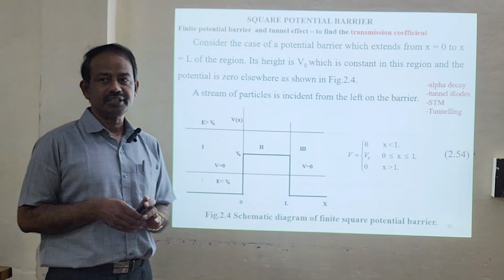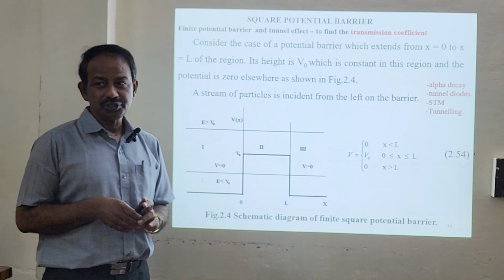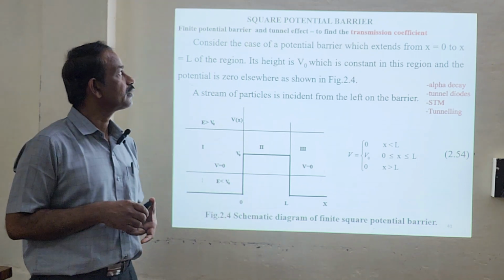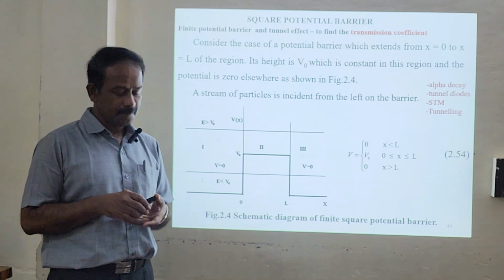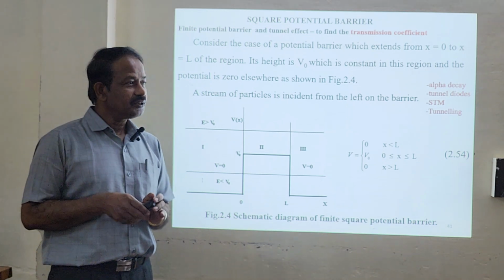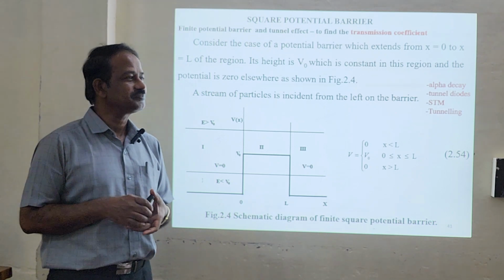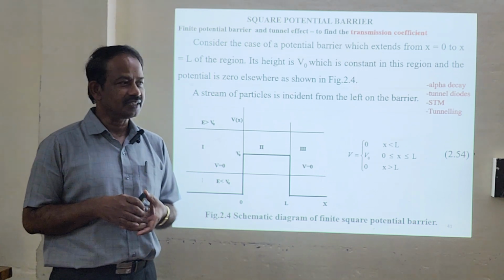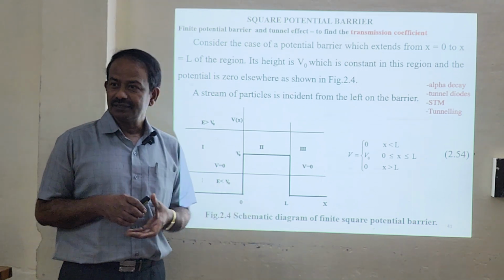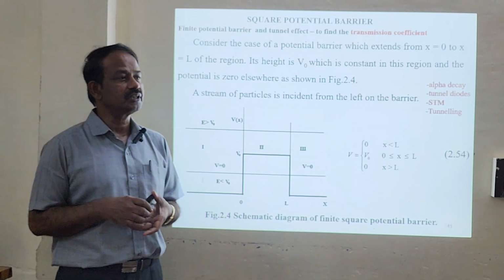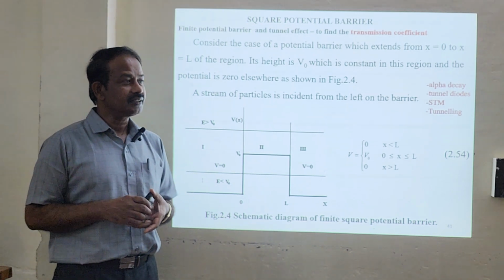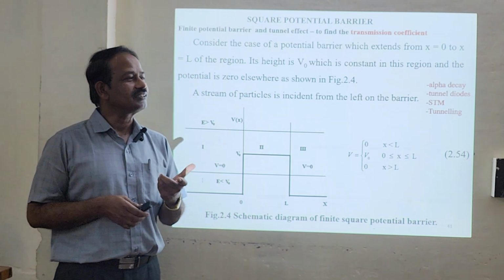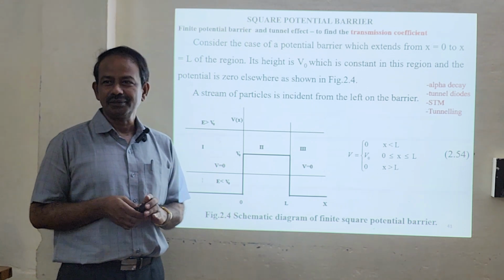This is also a one-dimensional problem, but it is much more important than those two problems. This is a potential barrier, a square potential barrier. This time we are going to get the transmission coefficient. We are not going to get the wave function and energy eigenvalue as we did for the two problems, but the probability of transmission, how far the wave function can penetrate into the barrier. This is a peculiar quantity in quantum mechanics.